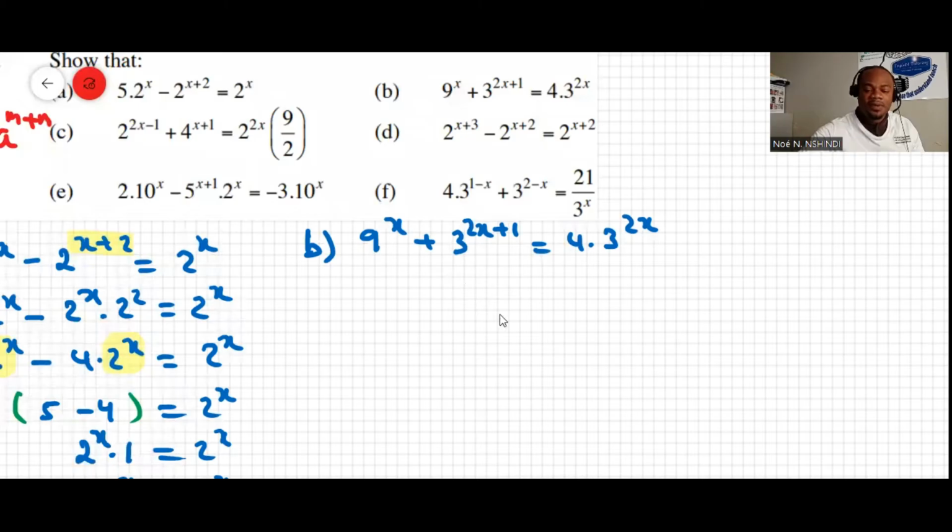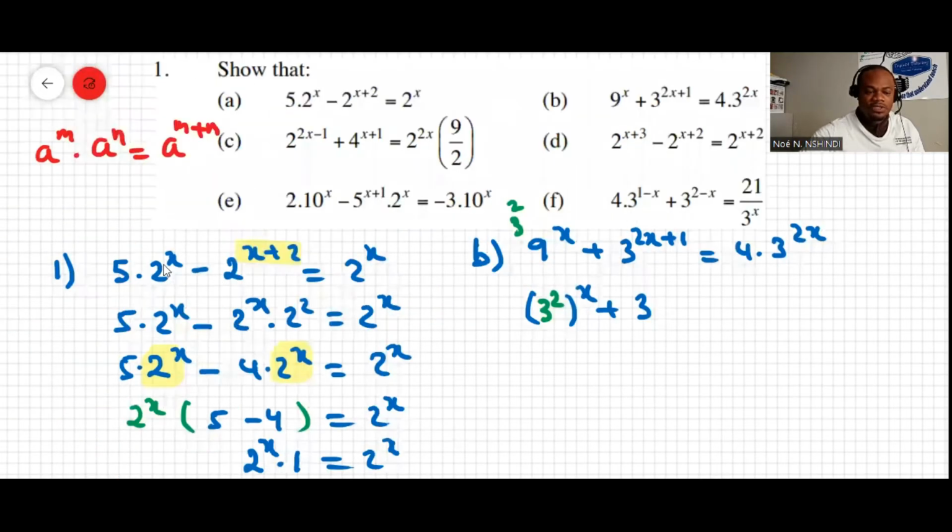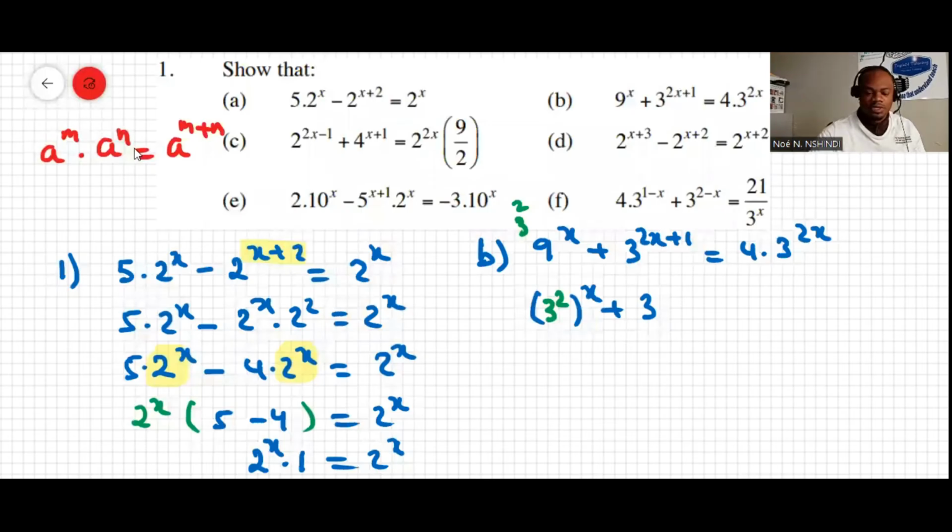If you look at the numbers like 9 here, 9 is a square number. This is like 3 squared, okay? 9 is like 3 squared. So we can transform it. And then 3 to the 2x also, because of this rule of exponent, we can call it 3 to the 2 all to the x multiplied by 3 to the 1, equal to 4 times 3 to the 2x.